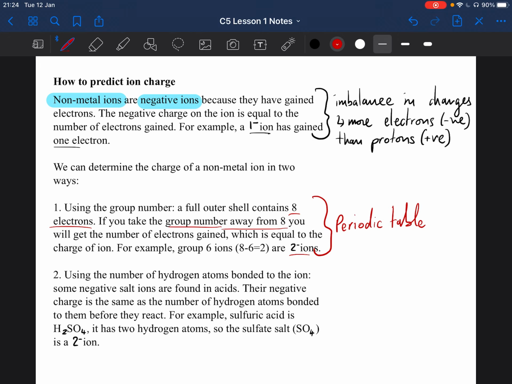The other way we can do this is to look at a salt. When acids react, they produce salts. Salts have specific formulae. The formula for sulfuric acid is H2SO4, and the salt is SO4. We can work out what charge that salt will have based on how many hydrogens it has. This has 2 hydrogens. That means that it's actually going to lose 2 positive charges. So the charge on this ion will be 2 negative because it's lost 2 positives. It's got 2 extra negatives. So that's how we would work out our negative ion charges.